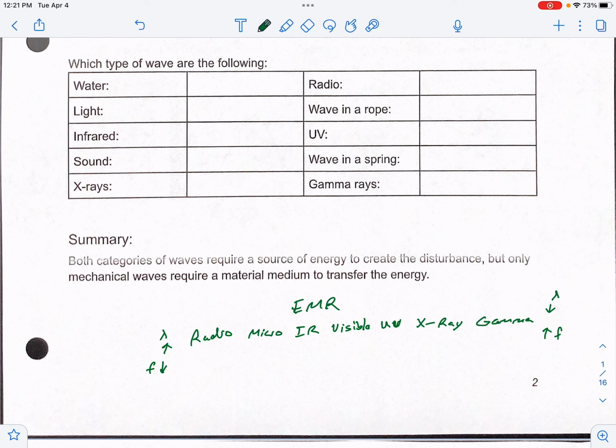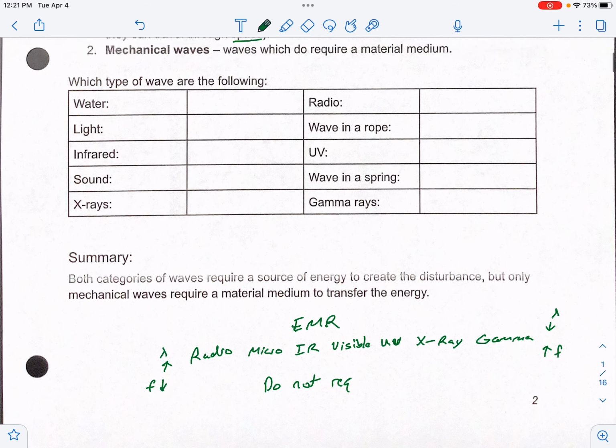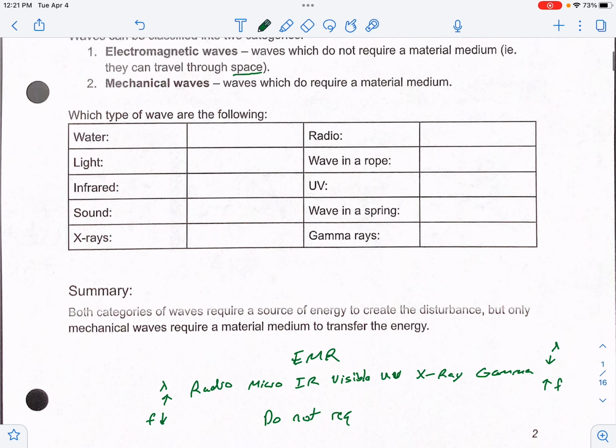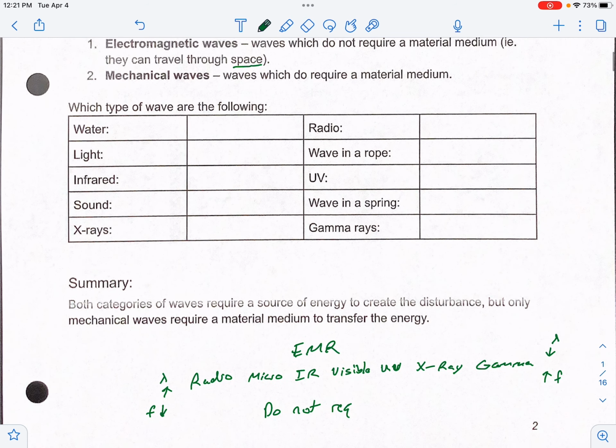So these EMR waves do not require a medium, they don't actually require a material medium, sorry.